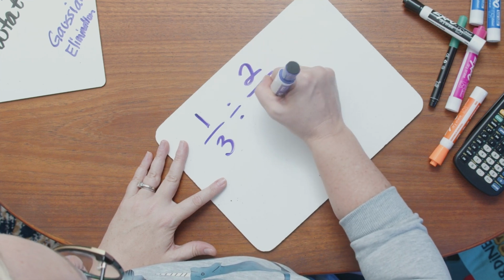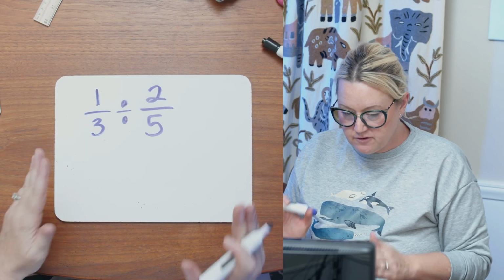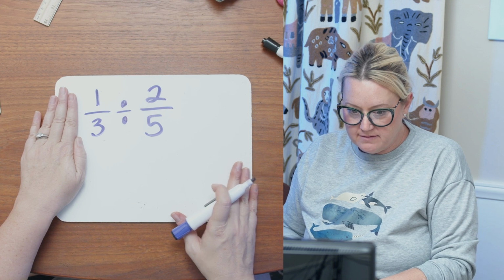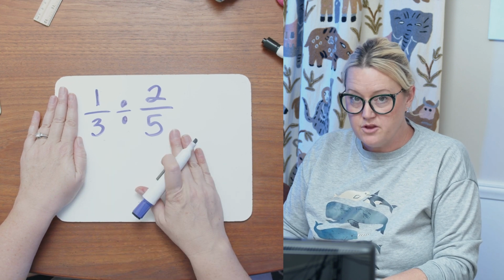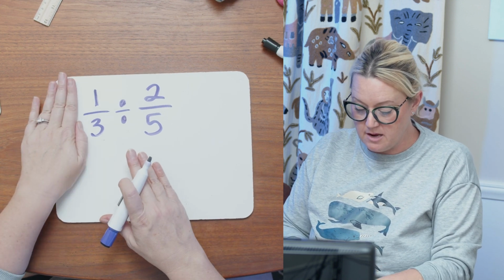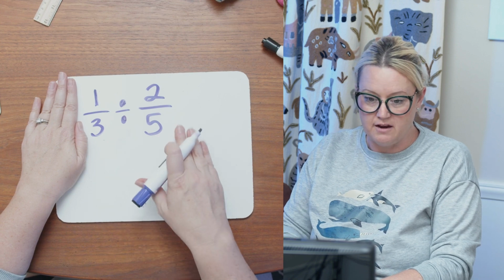1/3 divided by 2/5. With keep, change, flip, you would keep the first one, you would change the sign, and you would flip the last one, right? So you would keep this one, change this to multiplication, and flip this.